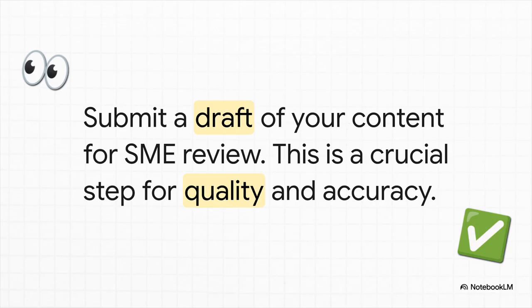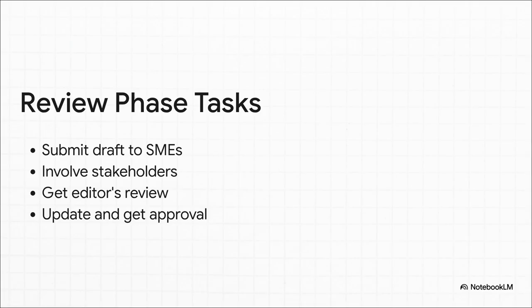Once your first draft is done, it enters the make or break review phase. Because hey, no document is perfect on the first try. This is the quality check where fresh eyes come in to catch mistakes and make it even better. And look, this is a whole cycle in itself. Your draft goes to the subject matter experts to make sure it's technically accurate. It might go back to the stakeholders for their 2 cents. And then, usually, it goes to an editor for that final polish on style and grammar. You take all that feedback, update everything, and get the final green light.